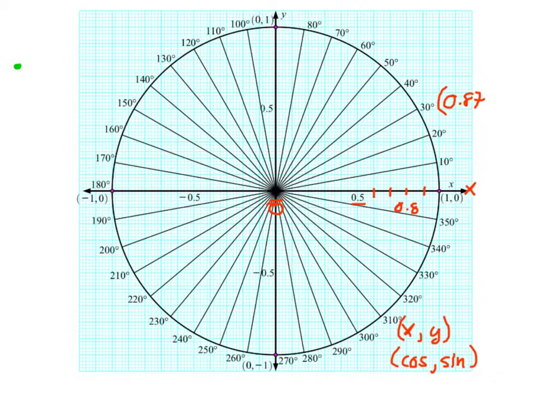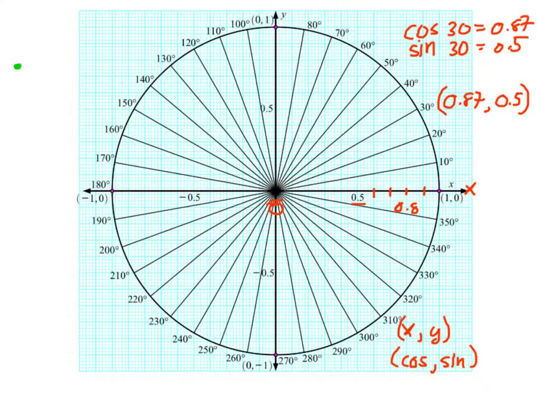Now the y-coordinate's a little bit easier. If we go straight across, it looks like it's dead on 0.5. So what this tells me is that the cosine of 30 degrees should be about 0.87, and the sine of 30 degrees should be 0.5. Now if you go ahead and check that with your calculator, you'll see that's exactly the case.